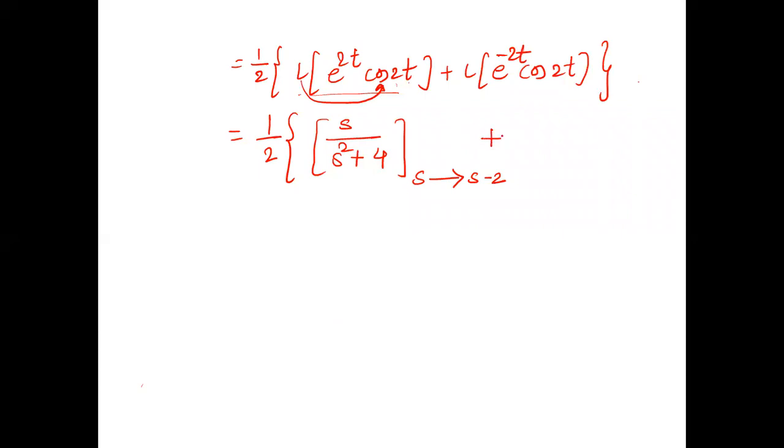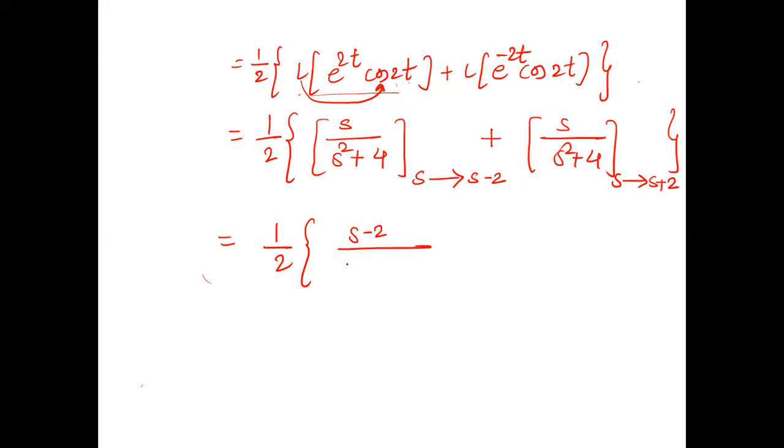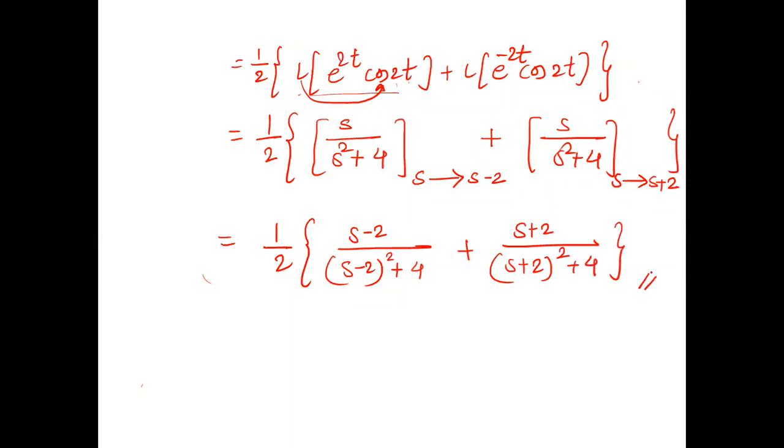Okay, same here. We can write Laplace of this, s upon s square plus 4, and here s will be replaced by s plus 2. Correct. So we'll do the changes now. 1 by 2. Here s minus 2, s minus 2 square plus 4, plus s plus 2. Here we are replacing s plus 2, s plus 2 square plus 4, and then this is the answer. Are the steps clear? Is there any doubt?